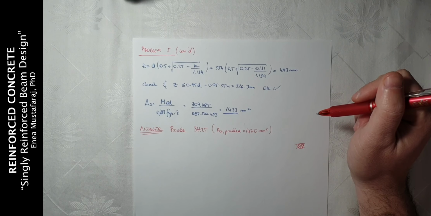Then we need to calculate the area of steel reinforcement, which is found by the normal formula, design moment divided by 0.87 FYK times Z. And we will find out that the area will be 1433 millimeters square. If we provide 3 bars with 25 millimeter diameter, then the area provided will be 1470 millimeters square. And this is the end of problem number 5.